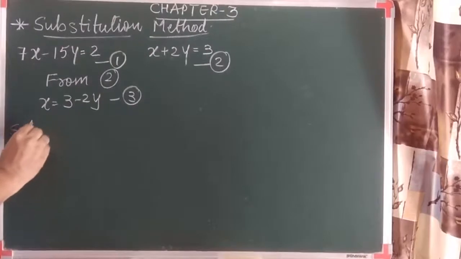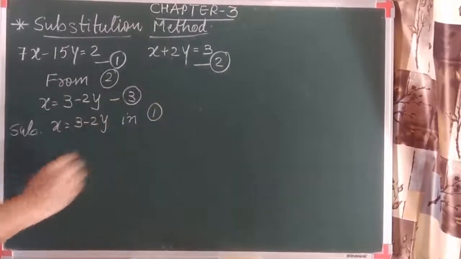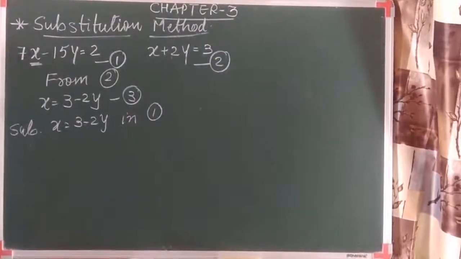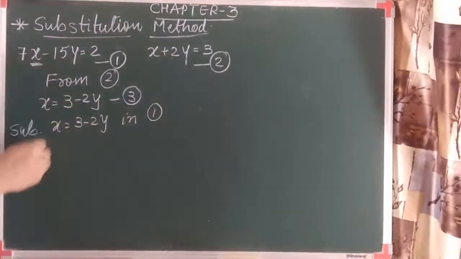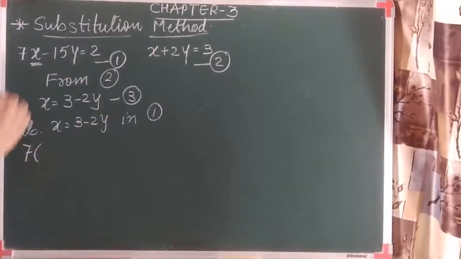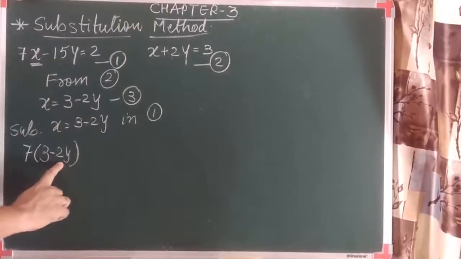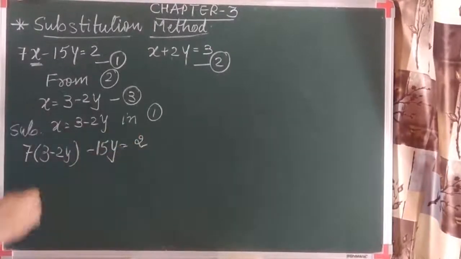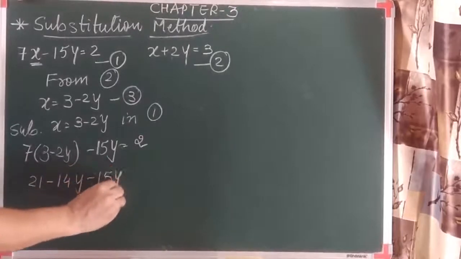So now substitute the value of x, that is 3 minus 2y, in equation number 1. So यहाँ पे याद रखेंगे, जहां पे x है, वहां ये वैल्यू हमें रखना है. Wherever the x is there, we have to substitute that value of x. So let's see, here x is in the product with 7. So that value of x should be in the product with 7. Look at here, 7x value is 3 minus 2y, minus 15y is equals to 2. Let us simplify. 21 minus 14y minus 15y is equals to 2.